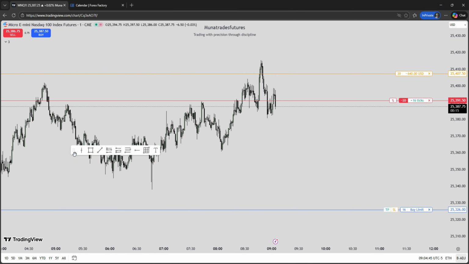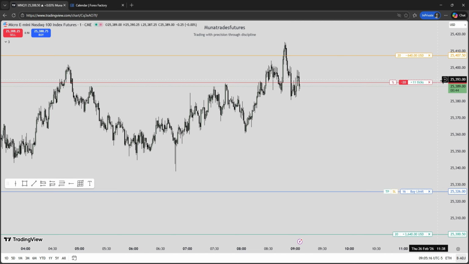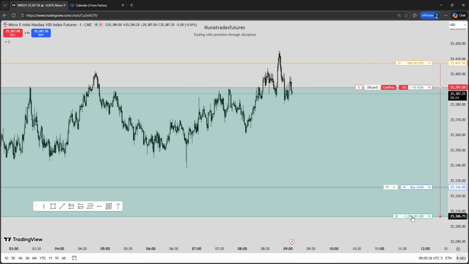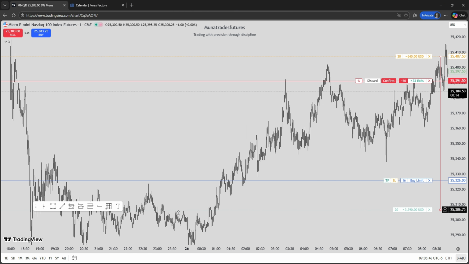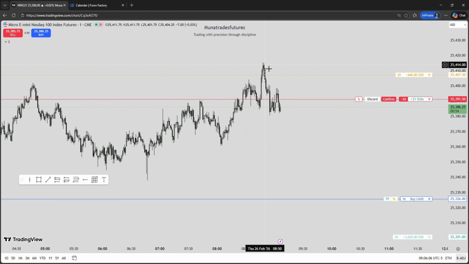So I went short here on Nasdaq using the market maker sell model, where we swept out London highs. We had relatively equal lows as sell side liquidity. That was our minor sell side liquidity. Then we had major sell side liquidity being the London lows, and then we were able to leave runners.